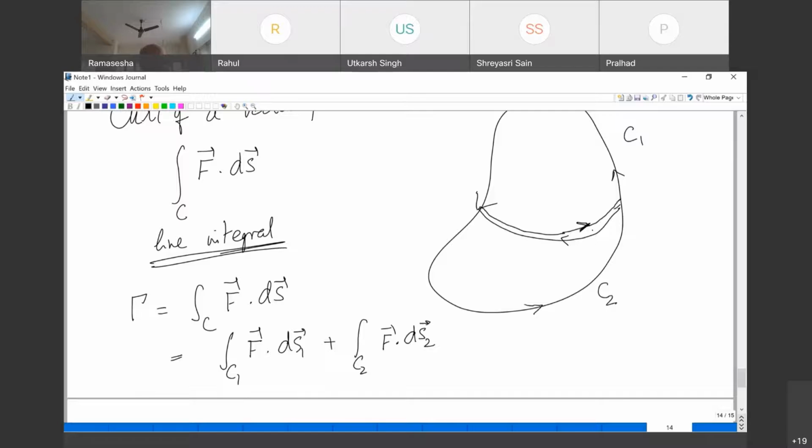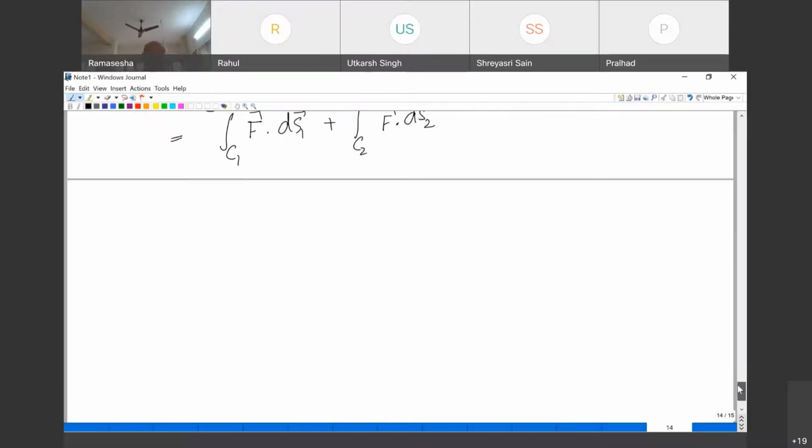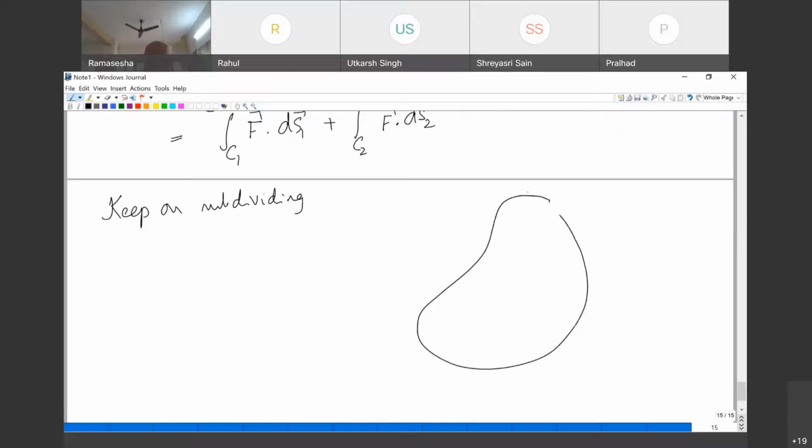So now what I can do is keep on subdividing. What I'm doing is actually finding out the rotation in a way: when I go through this cyclic path, is there a rotation in the field that gives me a non-zero value? So I had one division like that, then third divisions.